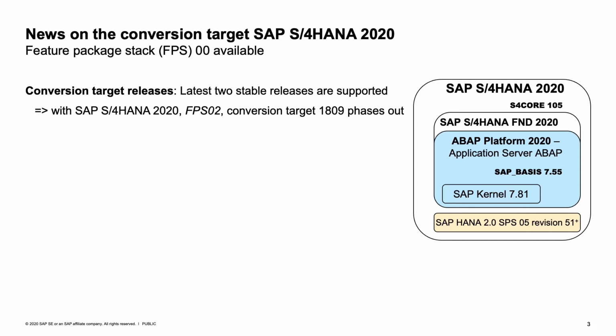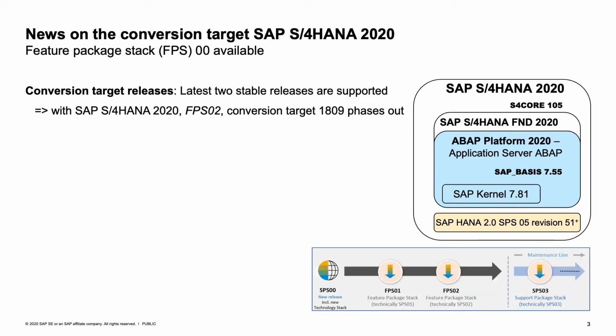Well, the conversion targets that we have, as a source system, we have an ECC system, and the general guidance for a system conversion especially is that we support the latest 2 stable releases. Well, what is a stable release? All the available releases are stable, of course, but in this particular sense, we say that a version is stable if feature package 2 or higher is available.